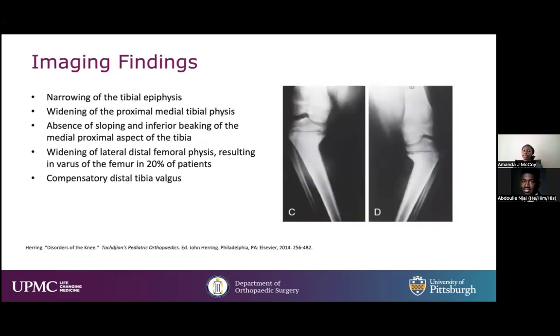The difference is you don't really see the beaking that you do with infantile Blount. You actually might see some widening of the medial tibial physis.